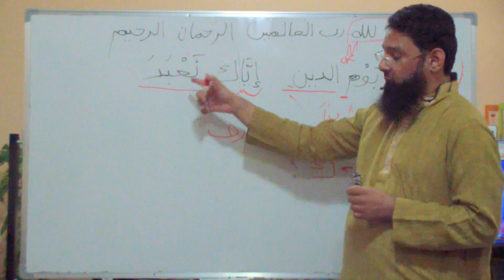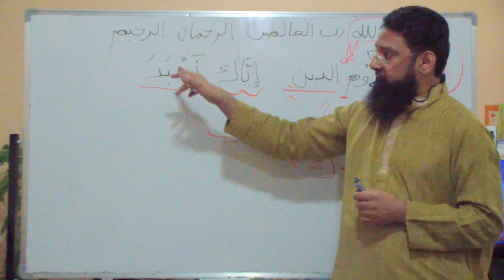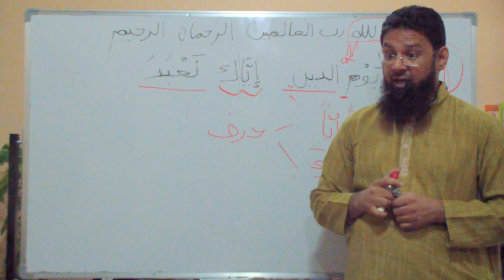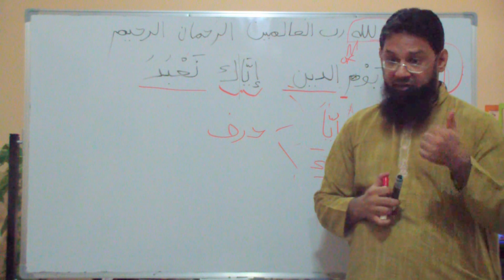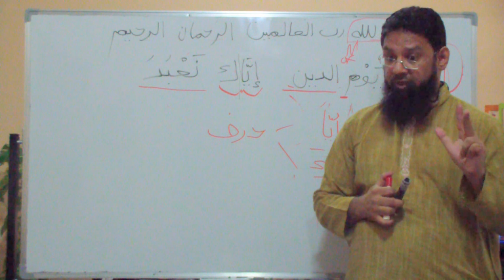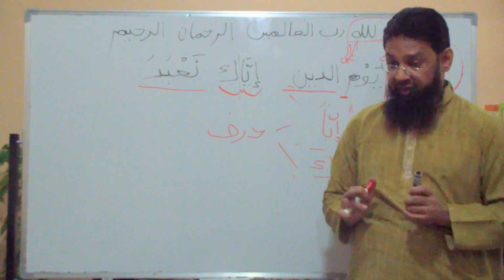Three. So there's three case endings. So just because it's not genitive, does it mean it can't be an ism? It can have either a dhamma or kasra or fatha for ism, right? You can have three possible case endings. Just because it's not genitive doesn't mean it's not an ism, right?